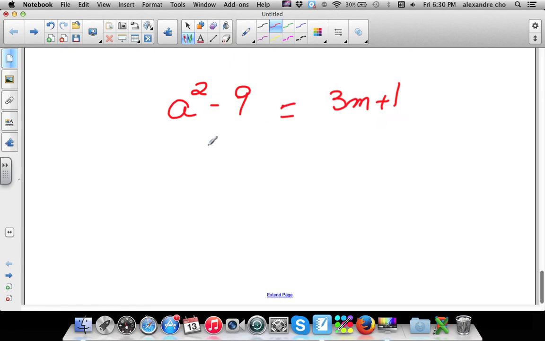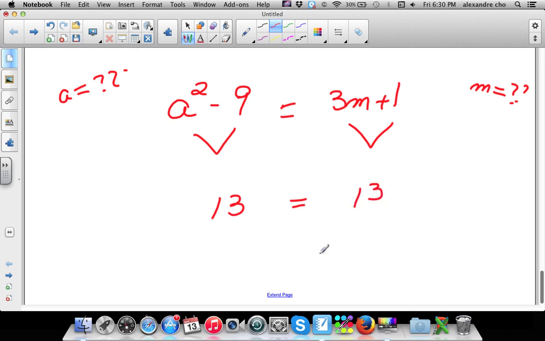Well, whatever they tell you that A equals, whatever they tell you that M equals over here, which I have no idea and you have no idea, when you substitute and do all your calculations, let's say this number happens to be, let's make it up, 13. Guess what? The number here is also going to be 13. So in order for these to be equivalent, their values have to be the same. Okay? I think that's it.